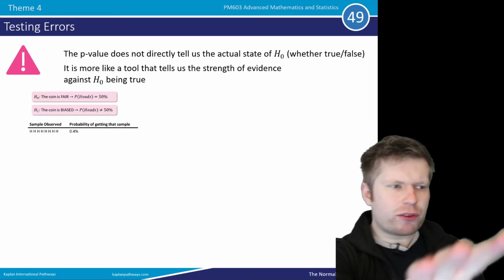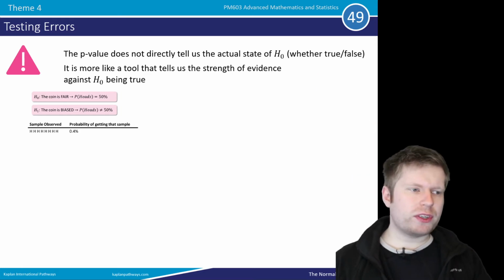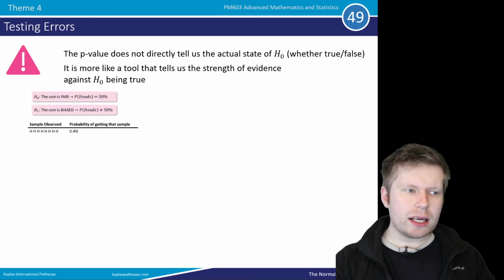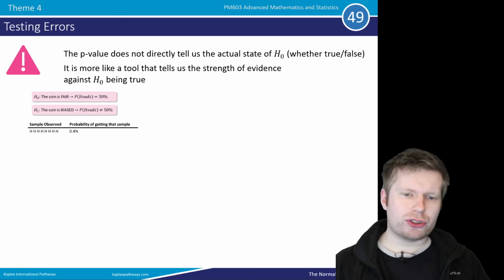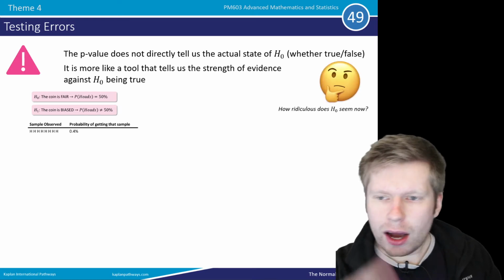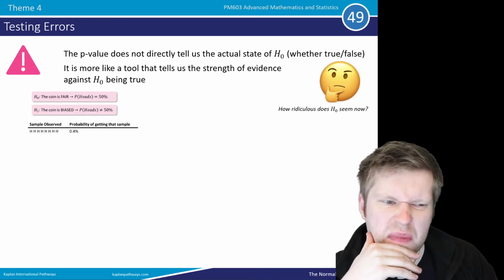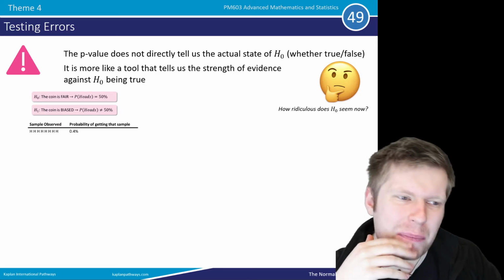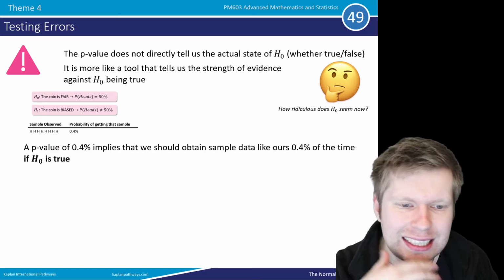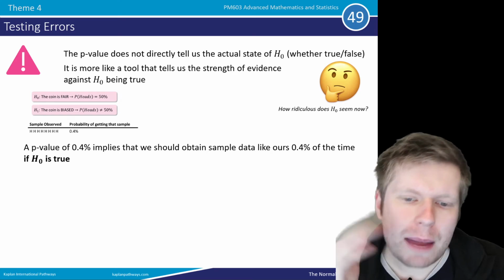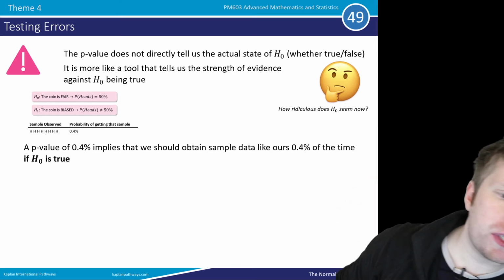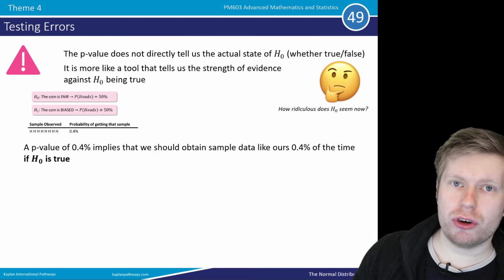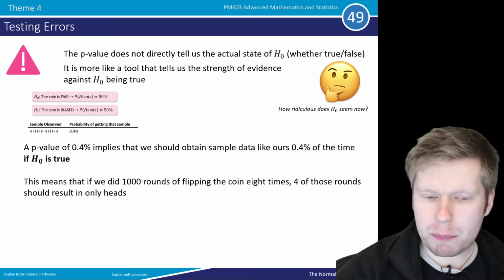So basically, here I've got my null hypothesis and alternative hypothesis set up. I've got my sample data, which in this case is 8 heads in a row when I flip this coin, and I found the probability of getting that sample, assuming that the null hypothesis is true, is 0.4%. I just simply ask the question, well, how ridiculous does that null hypothesis seem now? So a p-value of 0.4% implies that we should attain sample data like ours 0.4% of the time if the null hypothesis is true. So let me just clarify what that means.